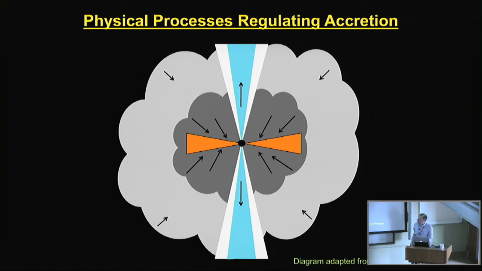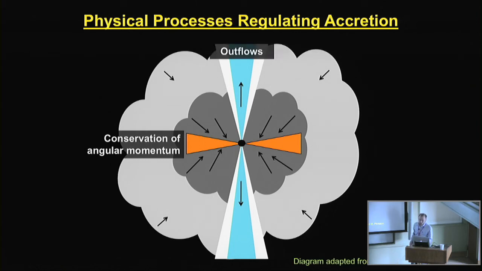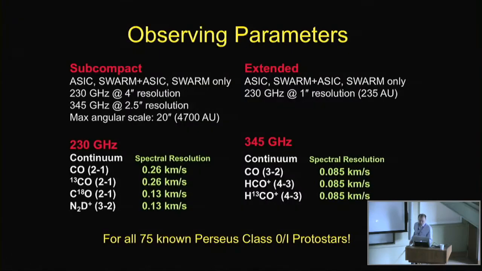And the main things we're talking about in the star formation process that we really want to address with the survey: conservation of angular momentum, outflows, and fragmentation. So, okay, what is MASSES observing? We use both the subcompact and extended configurations, which allows us to look at 1 arcsecond and 4 arcsecond resolution, with a maximum angular scale of about 5,000 AU. So we probe between 200 and 5,000 AU.